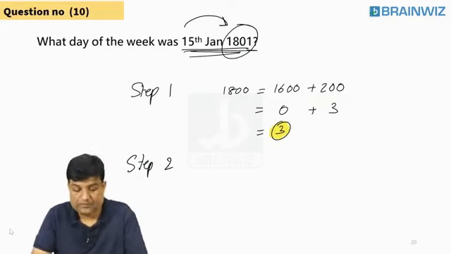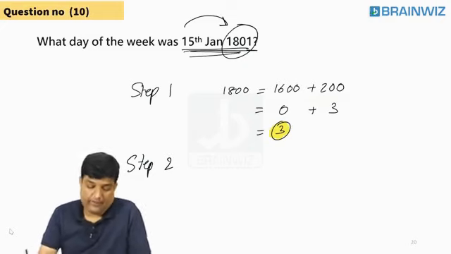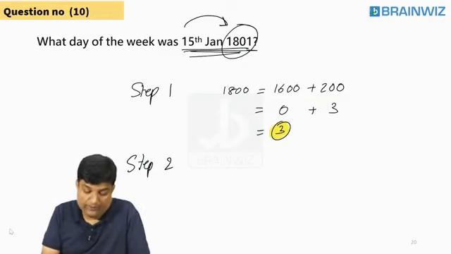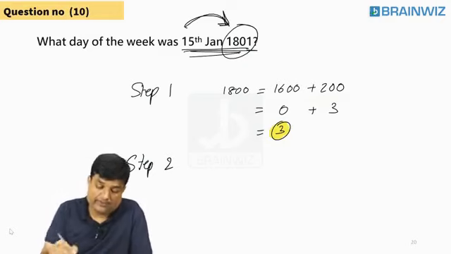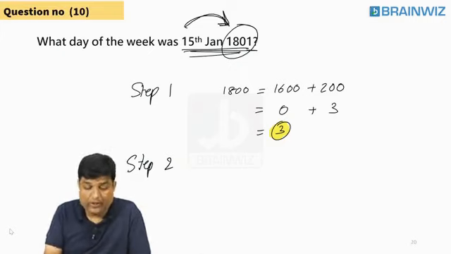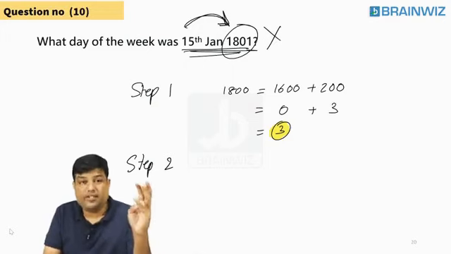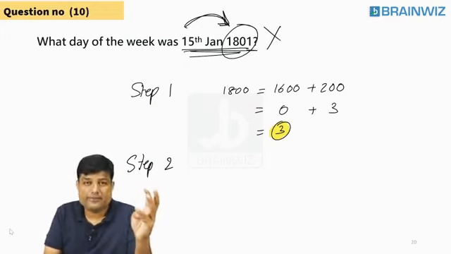That's good. Now students, step 2. What are we supposed to do now? We are stepping into 1801. Is the year 1801 completely over? No. Is February over? No, February is not over.